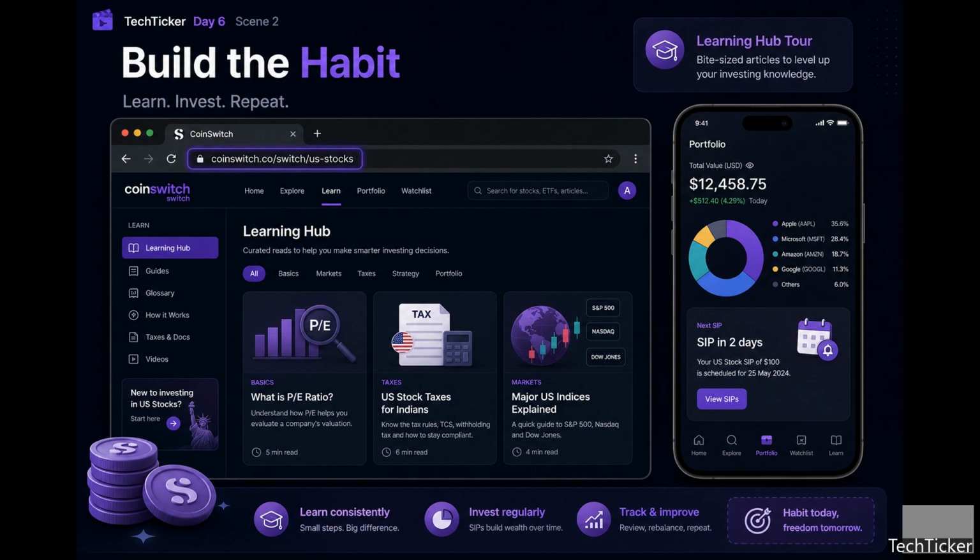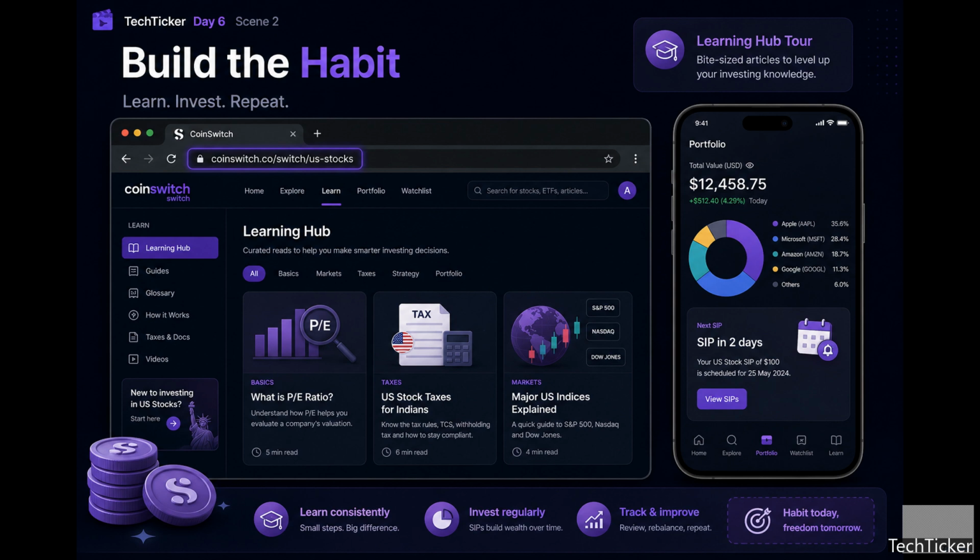The free learning hub. Open your browser and go to coinswitch.co/switch/us-stocks. This is CoinSwitch's dedicated US stocks education section. You'll find article grids covering the fundamentals. What is PE ratio? How do US capital gains taxes work for Indian residents? What are the S&P 500, Nasdaq, and Dow Jones? Stock in focus pieces on major tech names.